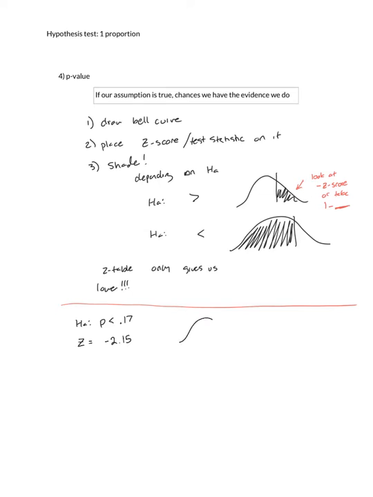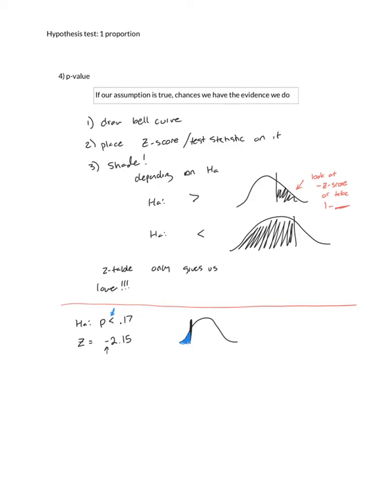I start by drawing my bell curve. After I draw my bell curve, I place my z-score on it. Because my z-score is negative, I'm going to put that on the lower end. It's below my expectation, so I'll put my z-score right here, once again on the lower end because it's a negative z. I then shade depending on what my alternative hypothesis was. In this case, I want to show that it is less than, so I'll be shading below. Lower end because the z is negative, below because it's less than.